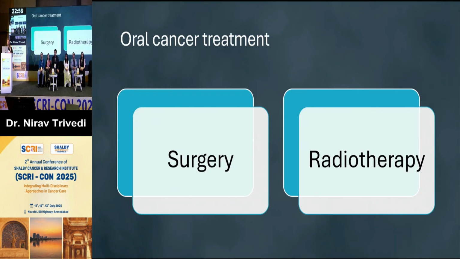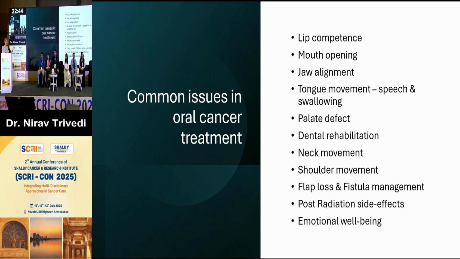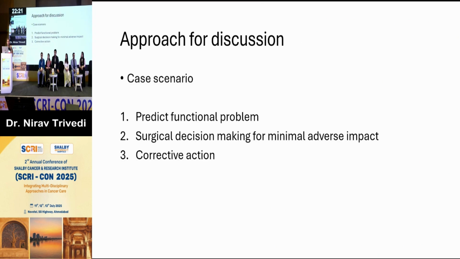With this background, I was given oral cancer, so we all know that primary treatment and main treatment remains surgery, followed by radiotherapy in most of the cases. These are the common problems that we see, starting from lip, anterior to posterior: lip, then most of our patients have trismus, and if you remove one side of jaw, it's jaw alignment, tongue movement related to speech and swallowing, then palatal defects, dental rehabilitation, neck shoulder dysfunction, then radiation side effects. Let's try to go one by one.